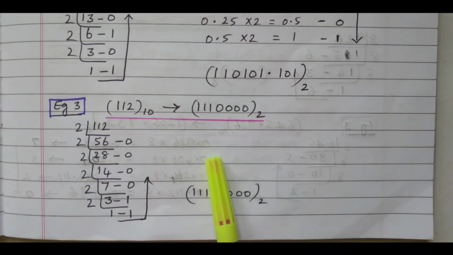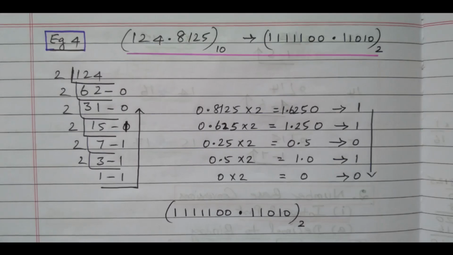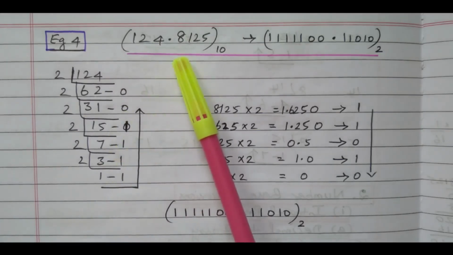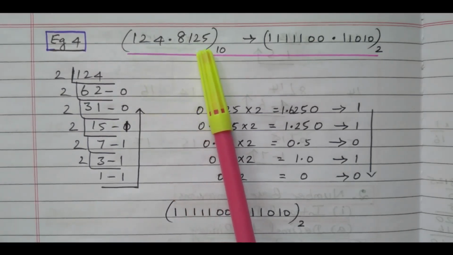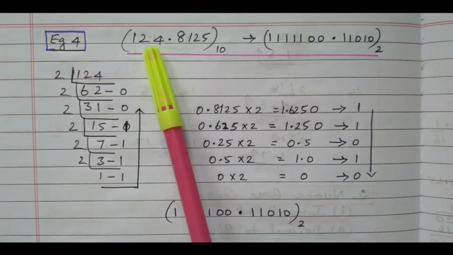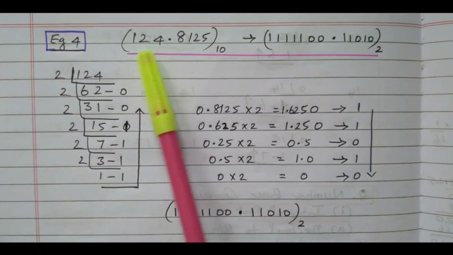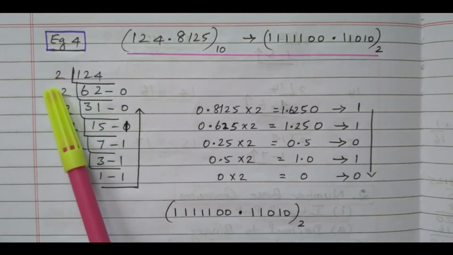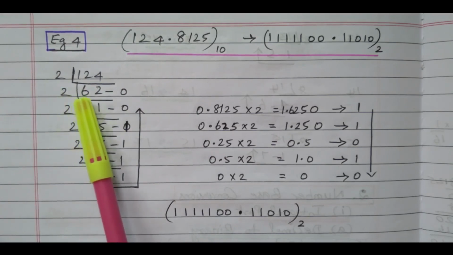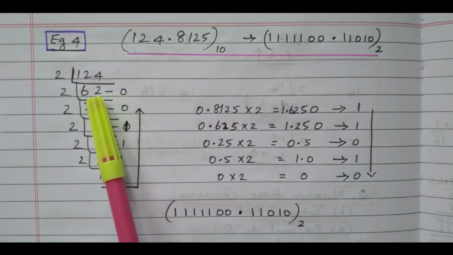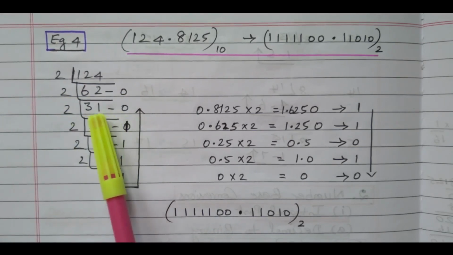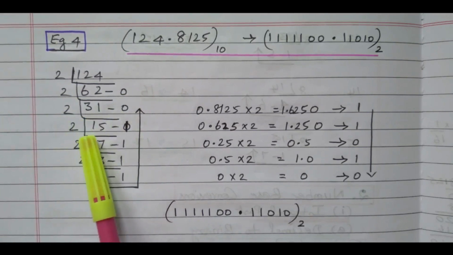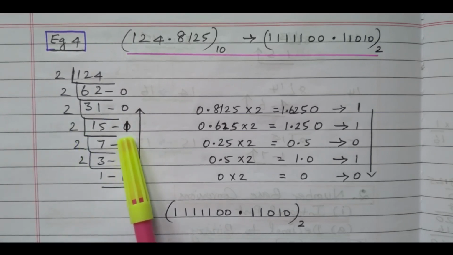Right. Now we'll go to the fourth example. In the fourth example, again we have a decimal number, 124.8125, right? First we will convert this 124 by the normal procedure. 124 should be divided by 2. It goes 62 times, balance 0. 62 is again divided by 2, 31 times, balance 0. 31 is again divided by 2, 15 times, but the balance is 1.